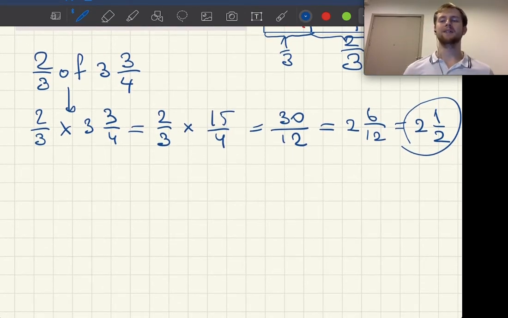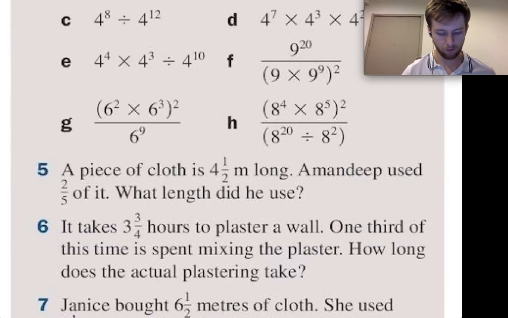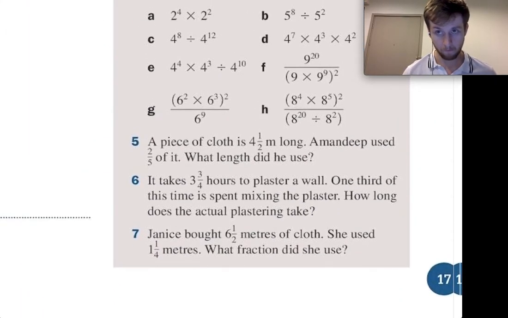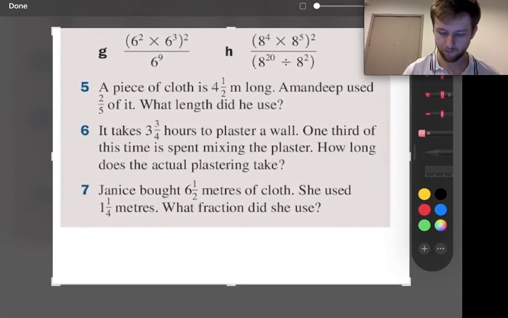Finally, we got it. Okay, what else do we have? I think I'm going to, okay, 7 is interesting. I don't want to skip that. Let's do it together.